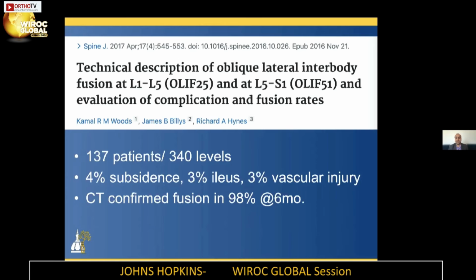There is a long series from Richard Hines and his group. What they found in 137 patients, 340 levels, was that the subsidence rate was only about 4%, with a 3% rate of ileus and a 3% rate of vascular injury. The vascular injury rate in this series seems a bit high. We have fortunately not had that issue. And they had a CT-confirmed fusion rate of 98% at 6 months. So the wide surface area of the implant allows you to have excellent fusion outcomes.